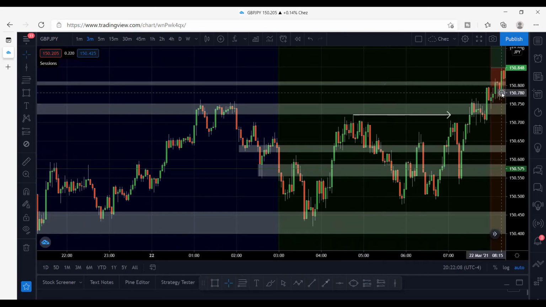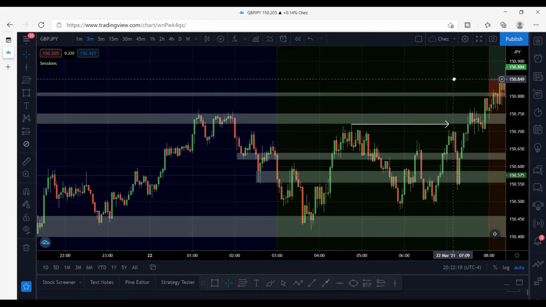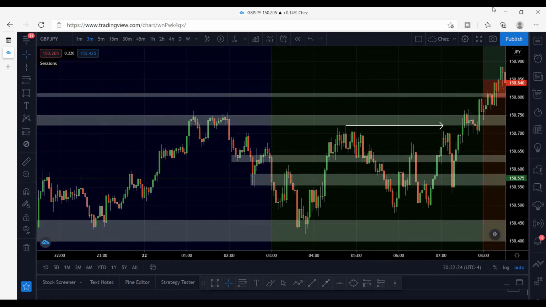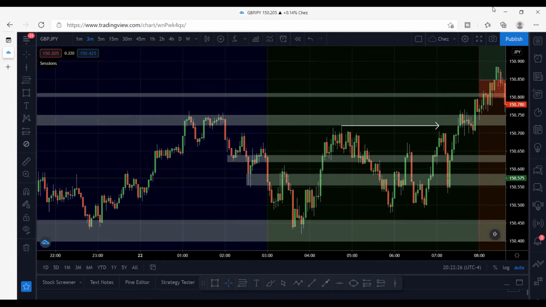Oh yeah. Okay, so here we have our entry area right there. Okay. So let's move forward. Okay, see if we get stopped out. We got stopped out.